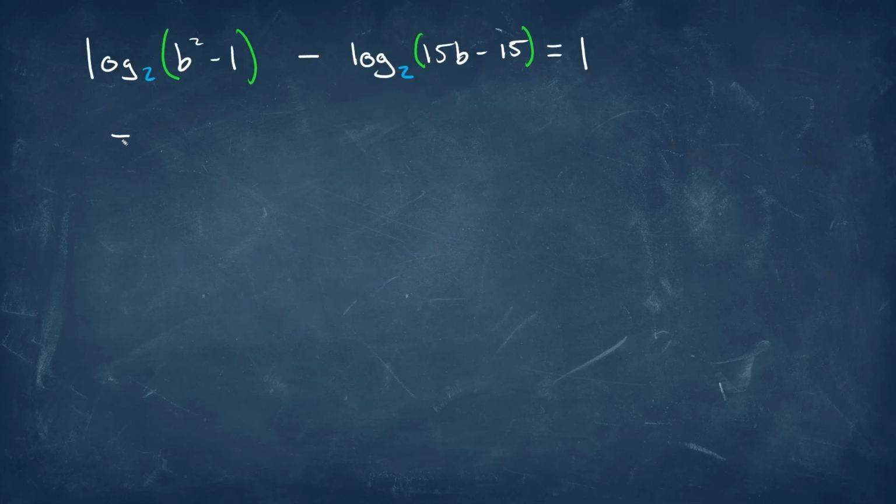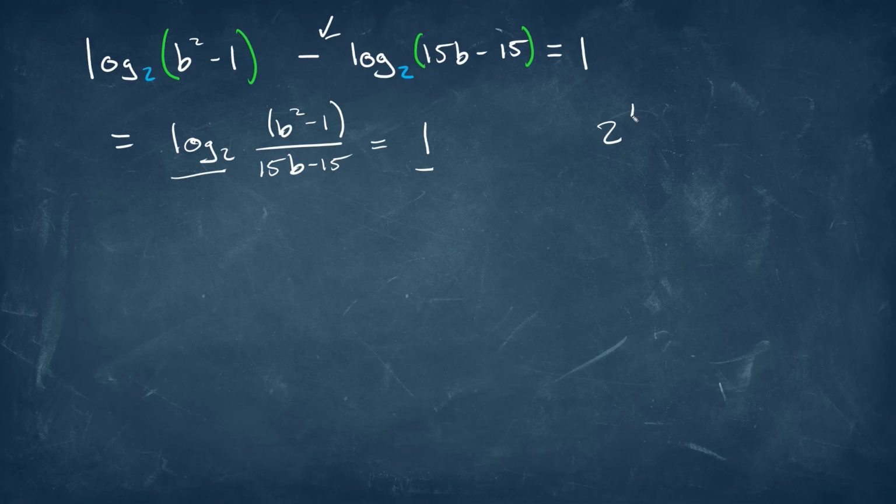For this equation, since we have the minus sign, we're going to end up having a quotient. So we'll have log base 2 of (b squared minus 1) all over (15b minus 15), and that's going to be equal to 1. Well, we know that when we have log base 2 of a number equal to 1, that's really going to be 2 raised to the first power. So we can simplify this to (b squared minus 1) over (15b minus 15) is equal to 2.